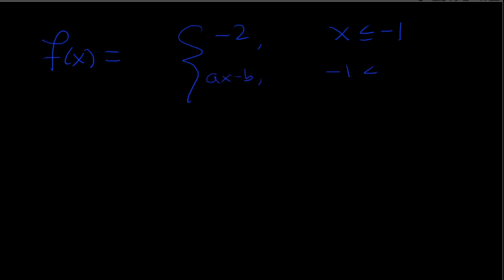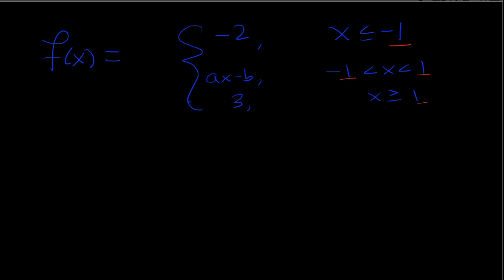Okay, now let's look at a piecewise function that has three different functions. So it's going to be negative 2 if x is less than or equal to negative 1, ax minus b if x is between negative 1 and 1, and 3 if x is greater than or equal to 1. So you want to see when it's continuous at every x. The points of interest are going to be negative 1 and 1, because everywhere else, it's either going to be constant or a linear function, and we don't have to worry about those being continuous or not.